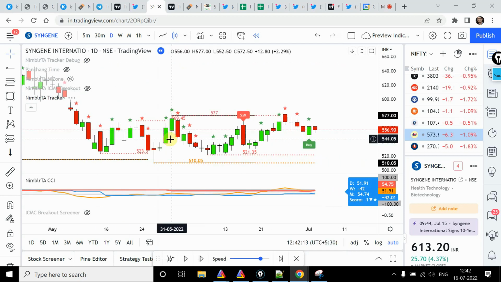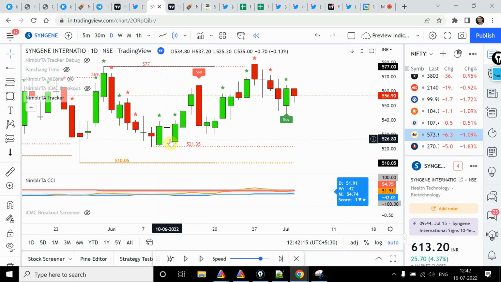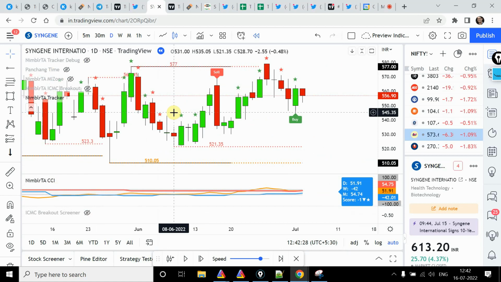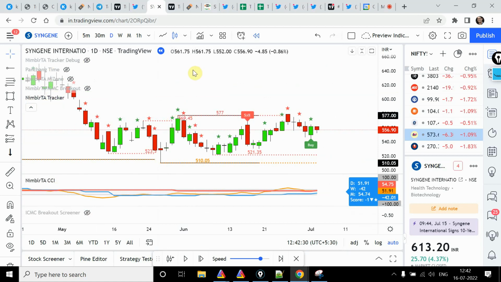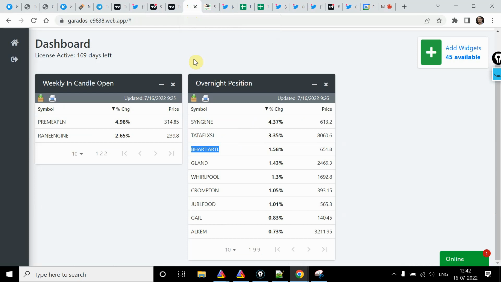Okay, so for NimblrTA CCI, these are the license indicators we are discussing right now: MI zone, ICMC breakout, ICMC screener, and CCI. There are other ones as well which have been recently coded based on impulse and other things. Now this widget is probably clear, what we are doing over here.